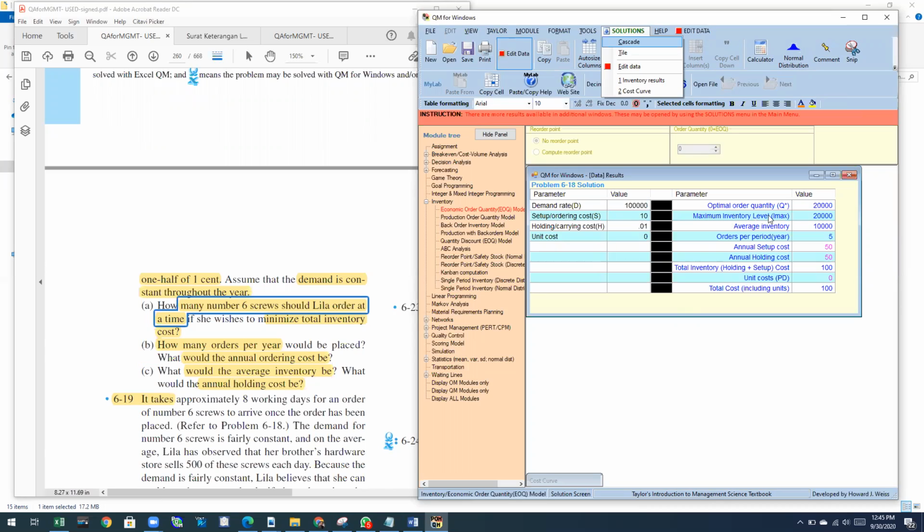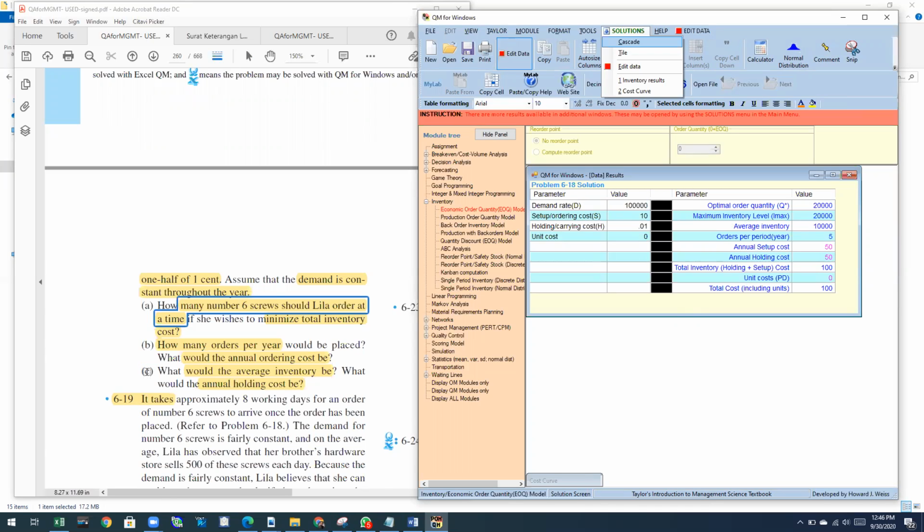Okay, the optimal order quantity is 20,000 screws. So that's what should be done. We should order 20,000 screws every time we make an order. The maximum inventory level, of course, is going to be 20,000. So every time the order arrives, we're going to have 20,000.